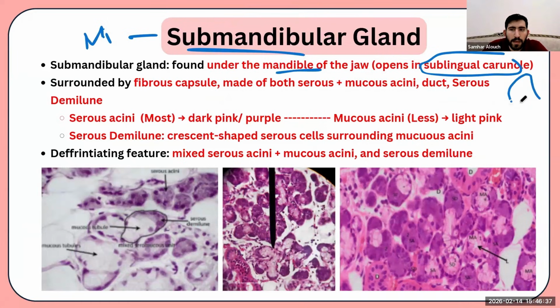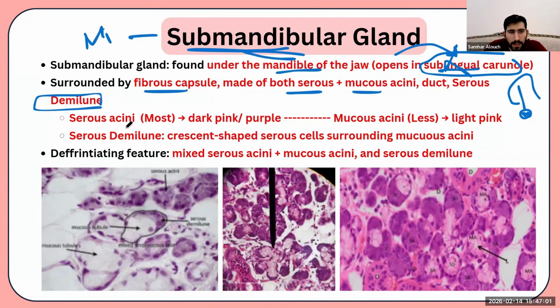If you remember the structure in the floor of the mouth, like here, and it asks you what gland will open into this, and you say, oh, sublingual gland. No, it's not sublingual. It is submandibular. The name says lingual because it's just under the tongue. However, the submandibular gland is the gland that opens into the sublingual caruncle. It's surrounded by a fibrous capsule and made of both serous and mucus acini and something called serous demilune.